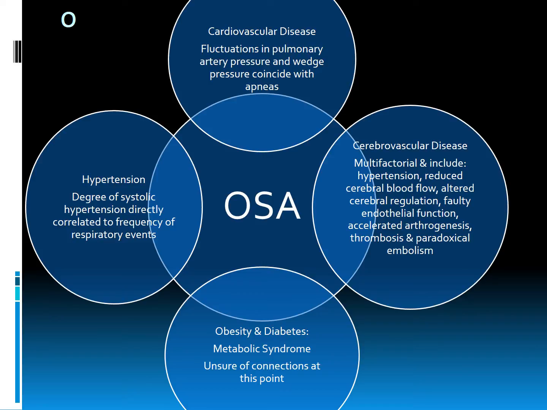Lastly, the circle to the left, hypertension. Remember, OSA increases the degree of systolic hypertension directly. It's correlated to the frequency of respiratory events, because those are causing the patient to wake up when their heart is supposed to be resting. This waking up increases sympathetic activity, which releases more epinephrine into the bloodstream. Remember, epinephrine causes vasoconstriction, which increases your blood pressure. It also puts a little bit more work on the heart. So you can see how OSA has several effects on several different systems in our body. Let's go on to our next slide.